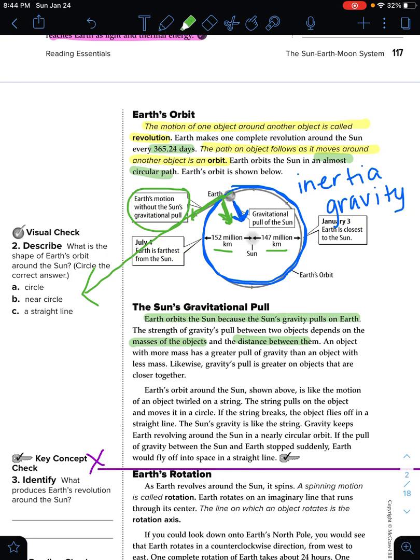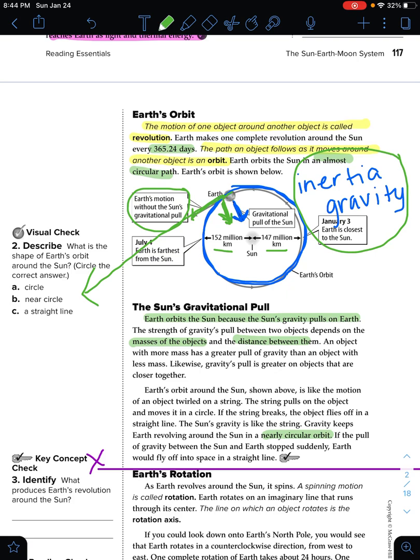Earth orbits the sun, shown above, is like the motion of an object twirled on a string. The string pulls the object and moves it in a circle. If the string breaks, the object flies off in a straight line. The sun's gravity is like the string. Gravity keeps Earth revolving around the sun in a nearly circular orbit. If the pull of gravity between the sun and Earth suddenly stopped, Earth would fly off into space in a straight line. So it is both of these, inertia and gravity, that keep us in motion around the sun.